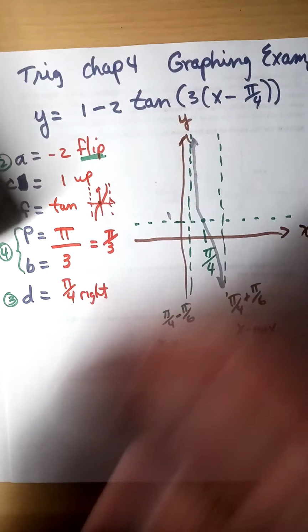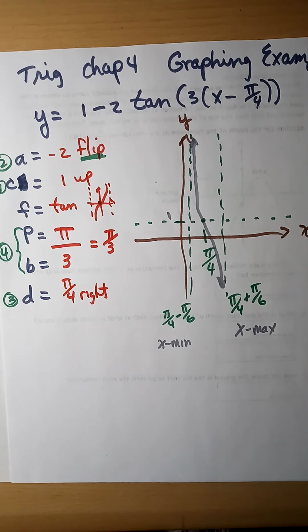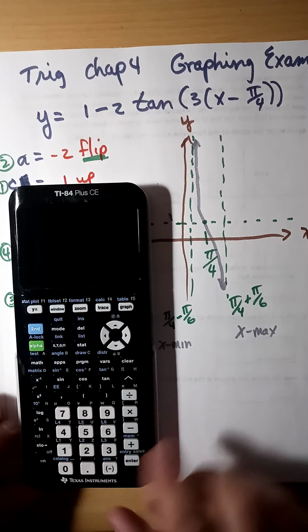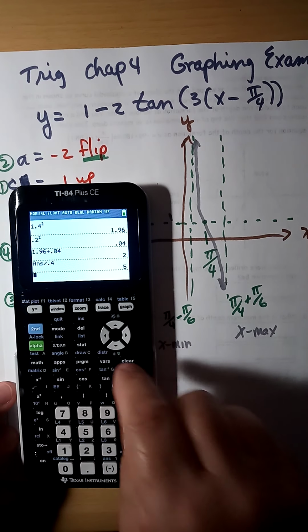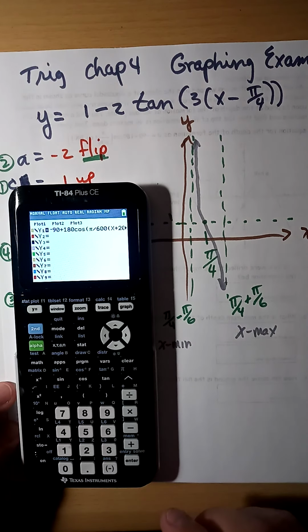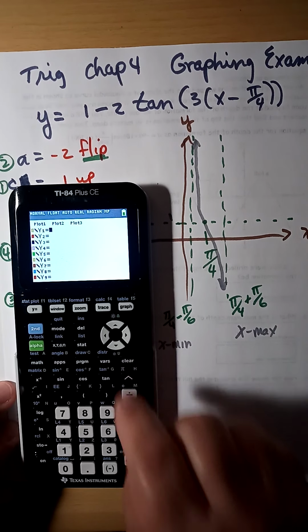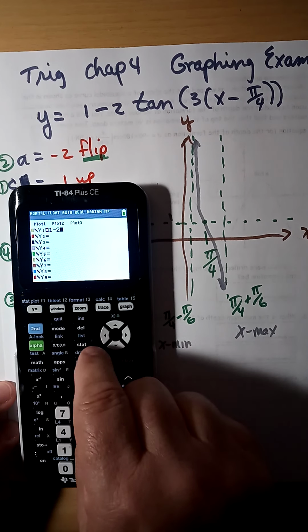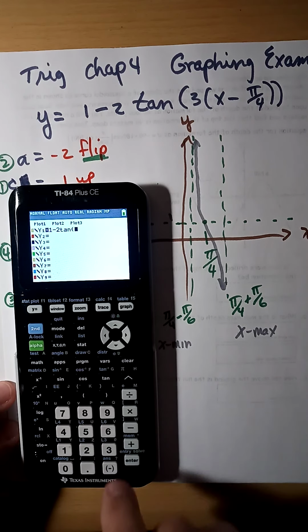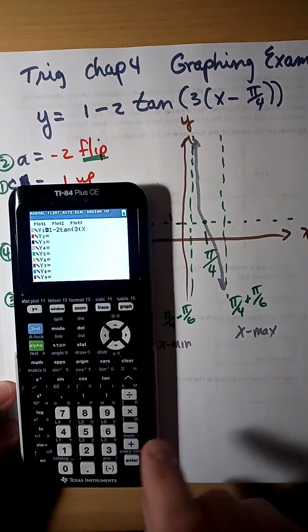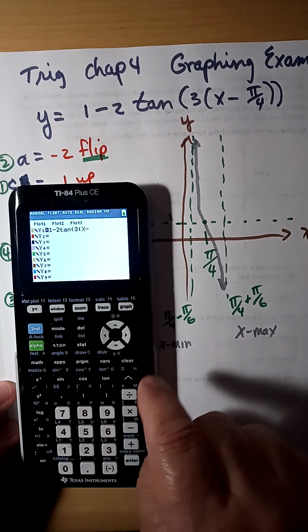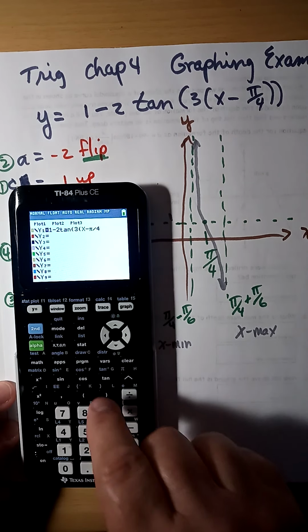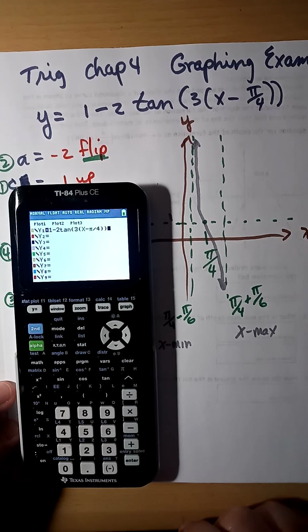Let's check our work. Let me go get the calculator. So, turn it on. Clear out this stuff. Y equals, clear out that stuff. 1 minus 2 tangent 3 left paren x minus pi over 4, close the parentheses, close the parentheses. That's our function.